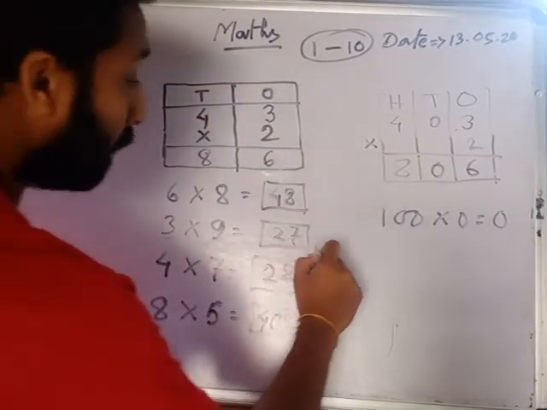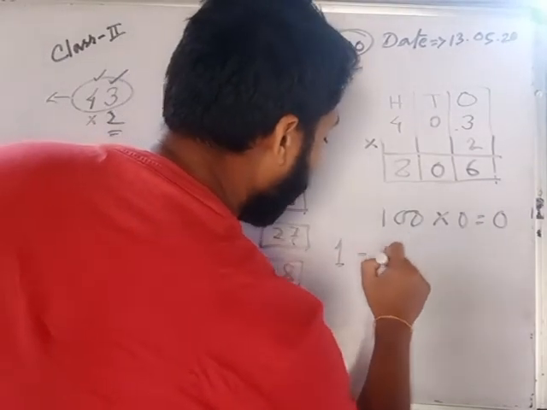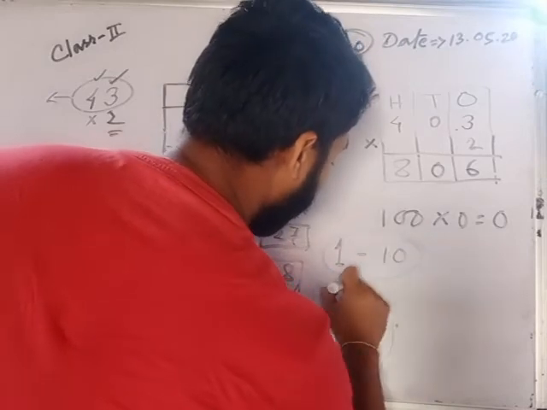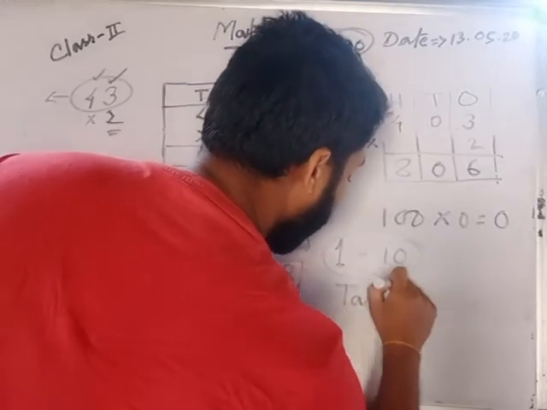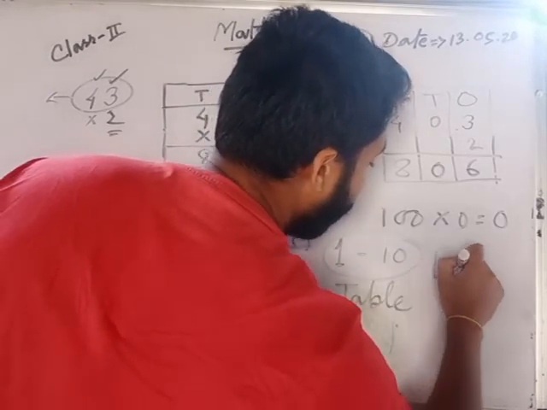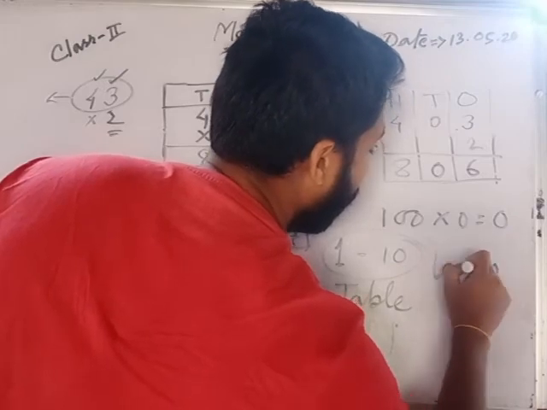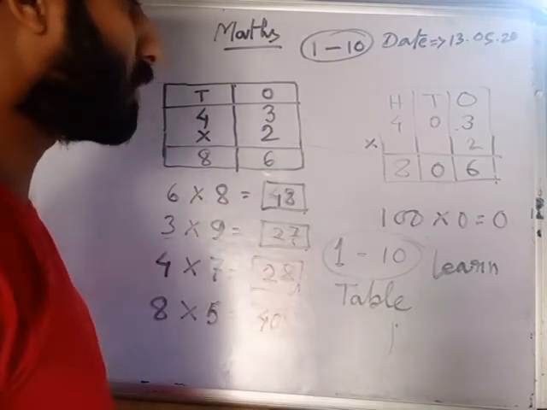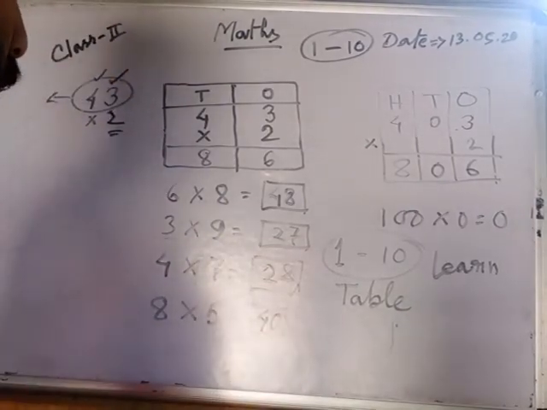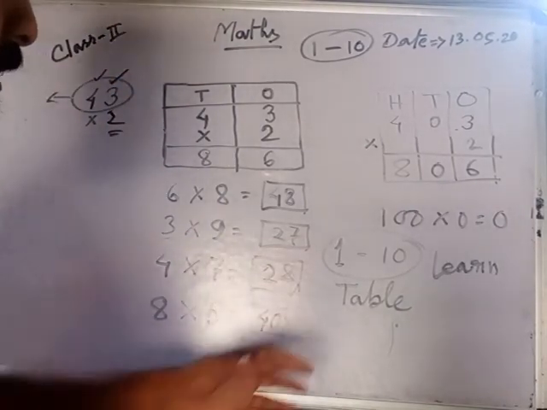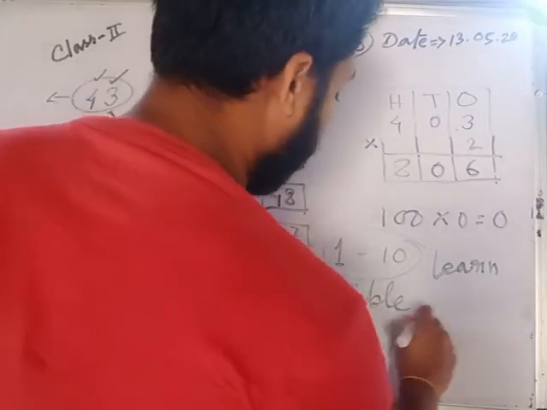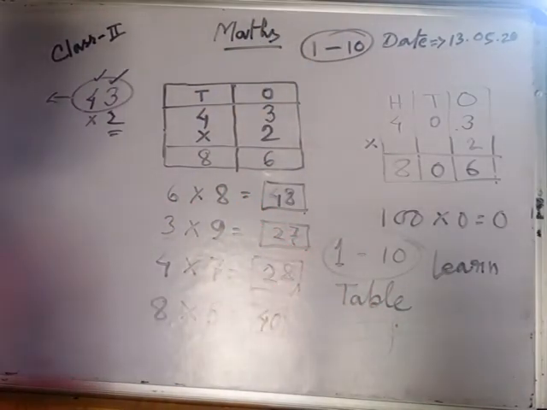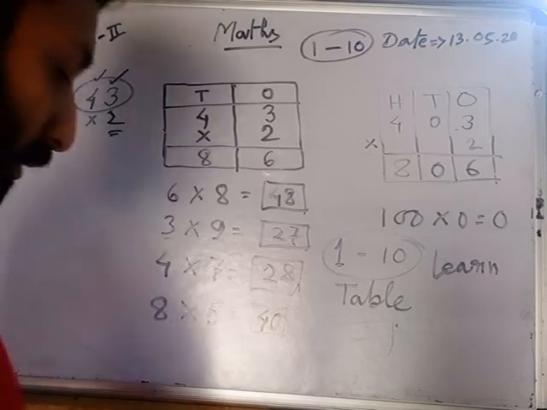That means if you know the table of 1 to 10, learn it very carefully and show me in our WhatsApp group. Okay, 1 to 10 table: write, read and learn. Okay, so these are your homework.